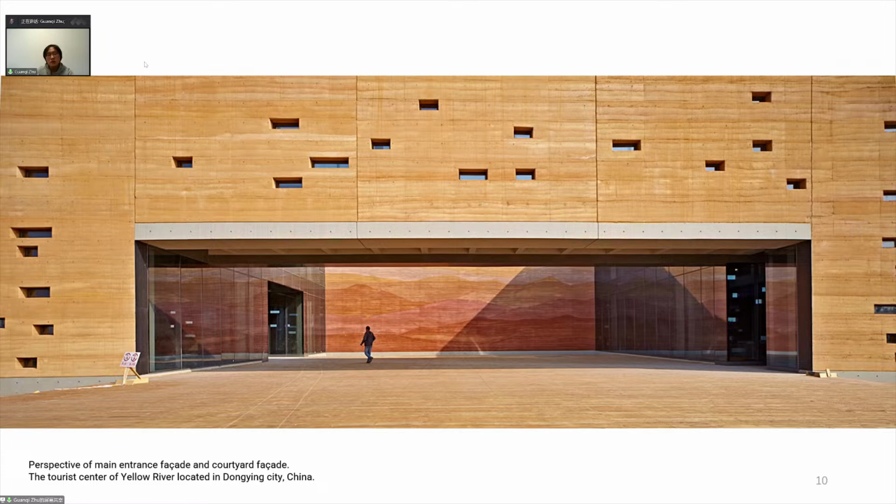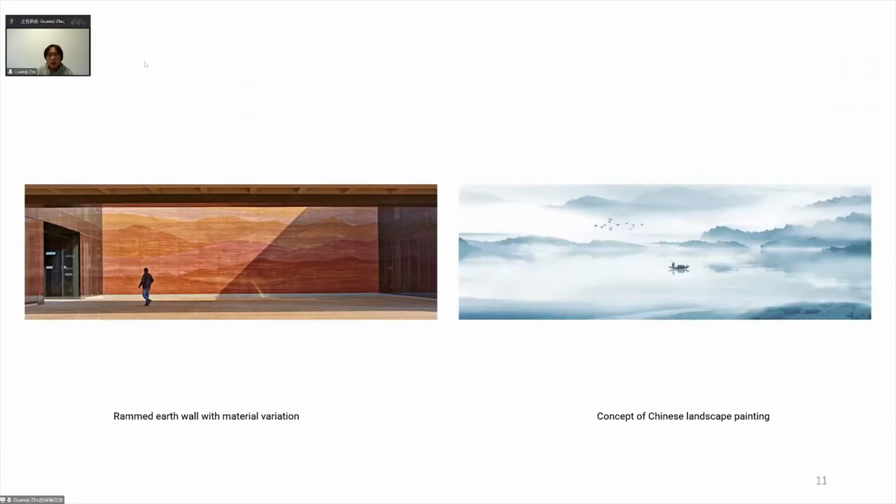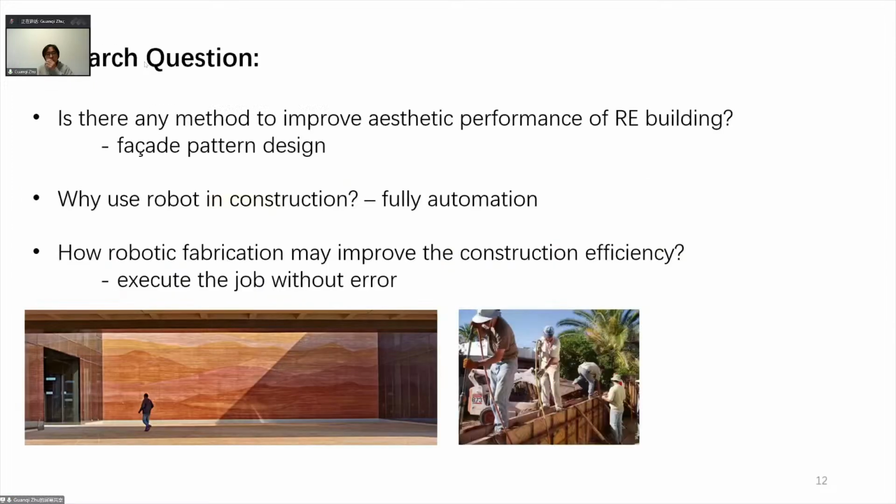The outer wall is totally finished by one homogeneous material, one same material. But for the interior wall, it's really different. The architects abstracted the concept from traditional Chinese landscape painting and reflected it on this rammed earth wall construction. But in this process, they met a lot of problems.